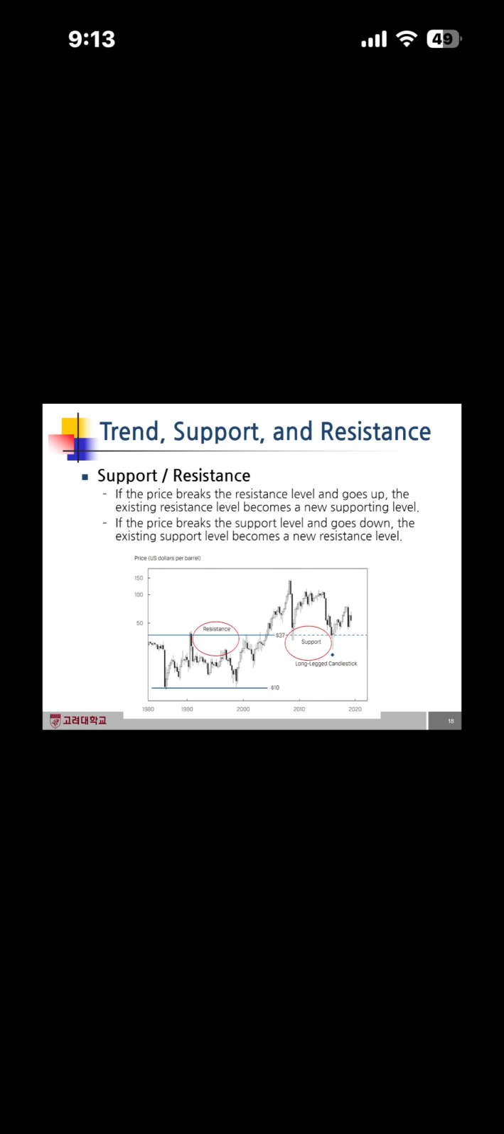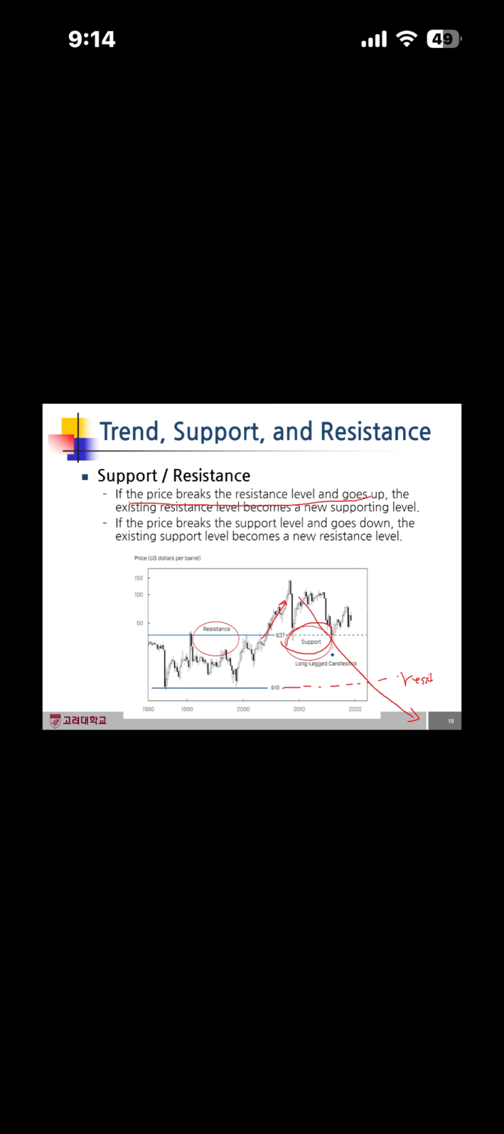An interesting phenomenon in technical analysis is that support and resistance levels can change their roles. If the price breaks the resistance level and goes up, the existing resistance level becomes a new support level. And if the price breaks the support level and goes down, the existing support level becomes a new resistance level.